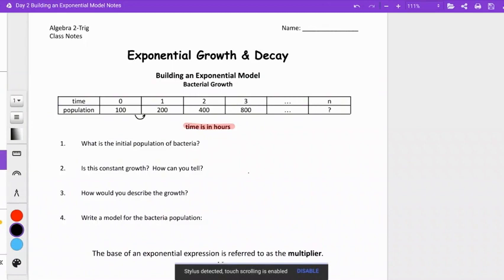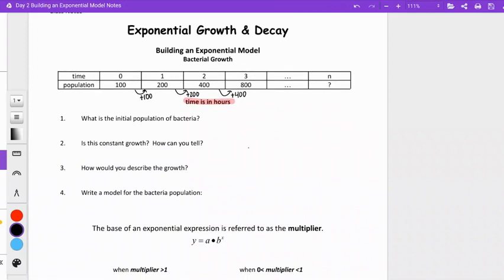So it looks like we are adding 100. It looks like we are adding 200. Okay, it looks like we are adding 400. And then obviously we have these ellipsis signs, and then our goal is to figure out what n is. So like, what is that rate of change? Is it constant? Is it not? What's going on? So if we take a look at the questions, it says, what is the initial population of the bacteria? That would be 100.